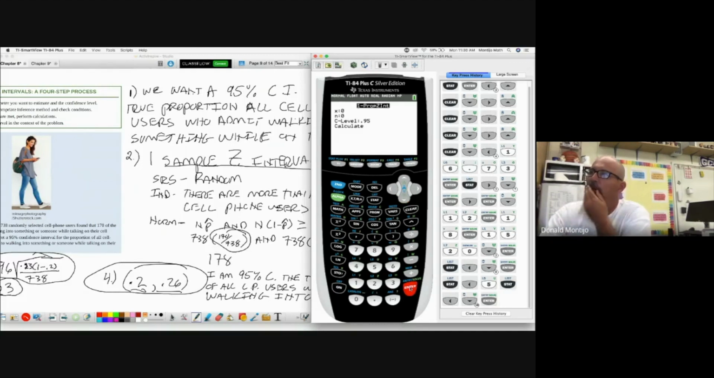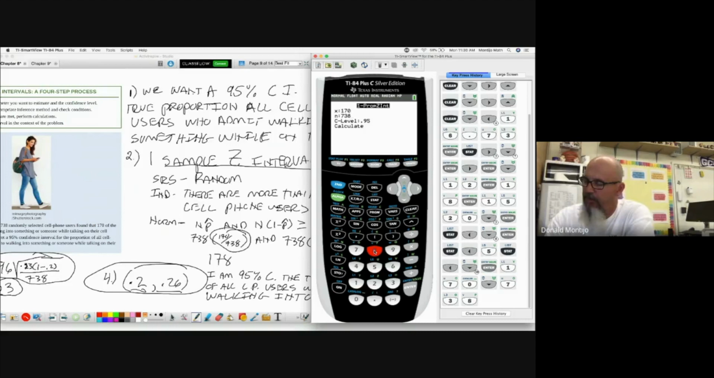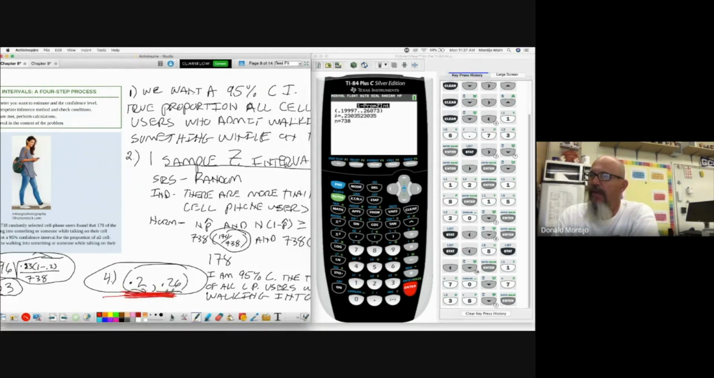And it says, okay, well, what was X? Oh, 170 people said they ran into something. What was N? How many people did you ask? Oh, I asked 738. And I wanted to be 95% confident. You'll notice they use 95% quite frequently. I hit enter and it spits out the interval for me, 0.19997 to 0.26073, which, yes, very, very close to the values that we found here by hand. So sorry about going back. I just wanted to show you how to use the calculator for a proportion interval as well as for a sample interval.